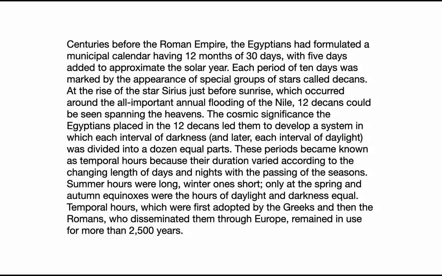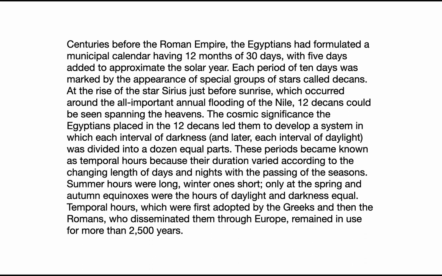Centuries before the Roman Empire, the Egyptians had formulated a municipal calendar having 12 months of 30 days, with 5 days added to approximate the solar year. Each period of 10 days was marked by the appearance of special groups of stars called decans. At the rise of the star Sirius just before sunrise, which occurred around the all-important annual flooding of the Nile, 12 decans could be seen spanning the heavens.